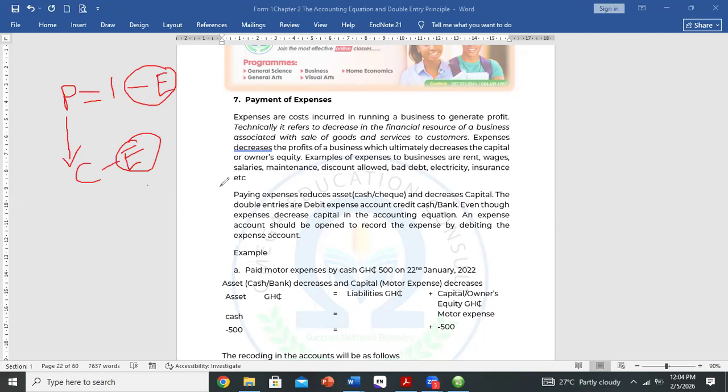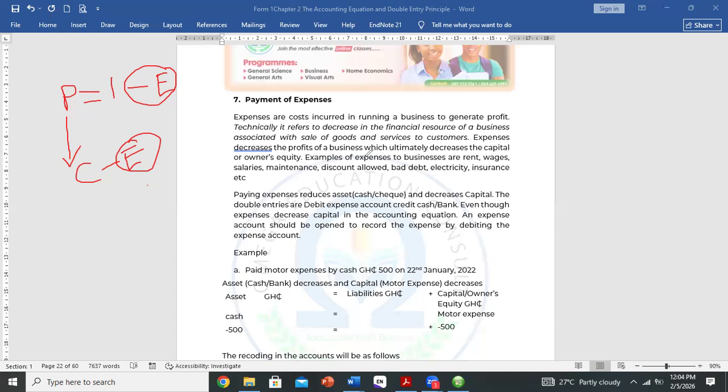So if you are looking at the effects of expenses on the elements of accounting, or the accounting equation, then we say that expenses decrease capital. So anytime you make payment for an expense, capital decreases. Now, based on the principle we discussed, if capital decreases, what do we do? We debit. And when it increases, we credit. So if you pay expenses and they decrease capital, you would have to debit.